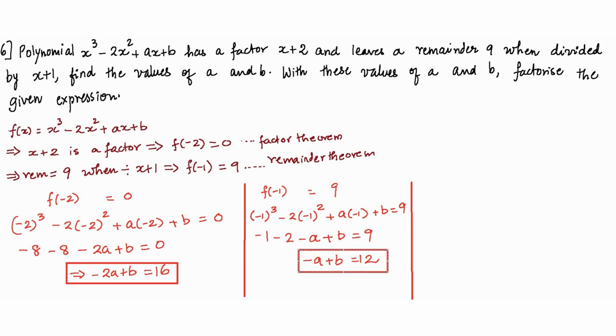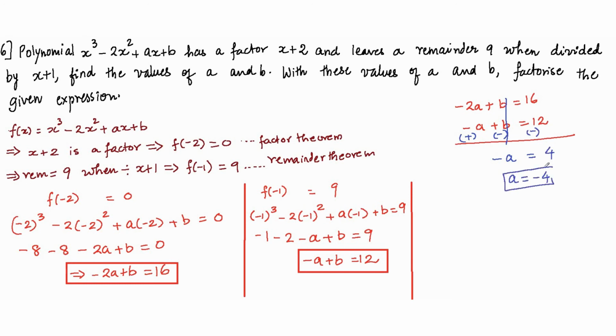Now because you have two equations, you can now solve for a and b using the idea of simultaneous equations. So let us now take these two equations. Minus 2a plus b is equal to 16 and minus a plus b is equal to 12. Let us subtract now. So when I subtract, I have to invert the signs. So this becomes positive and this becomes negative. B minus b cancels. Negative 2a positive a is negative a is equal to 16 minus 12 is 4, which implies a is negative 4.